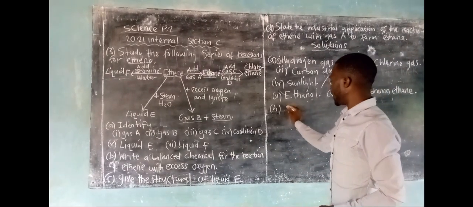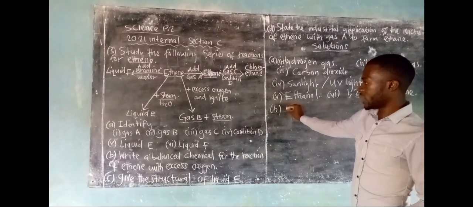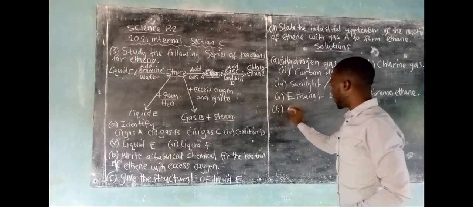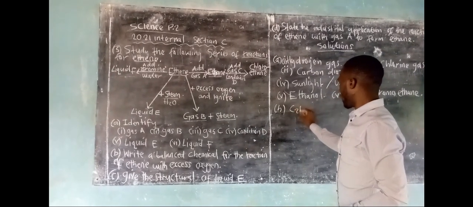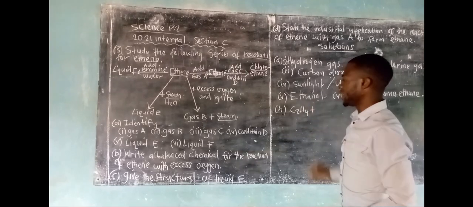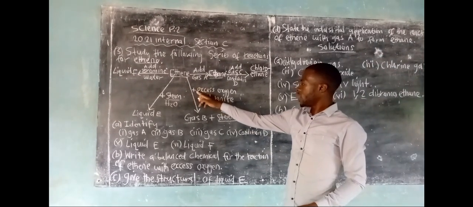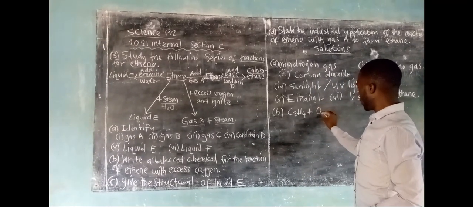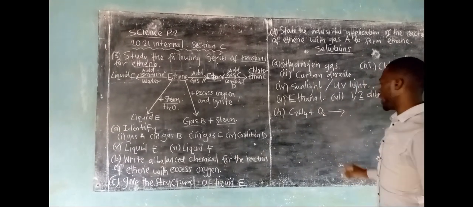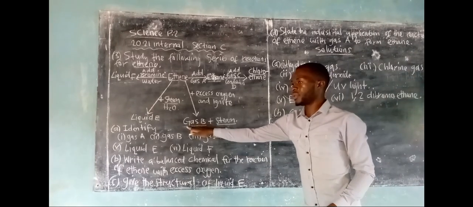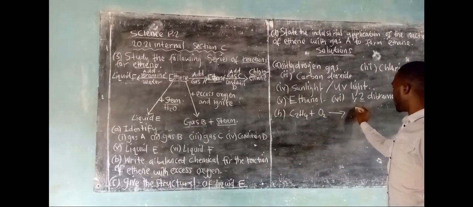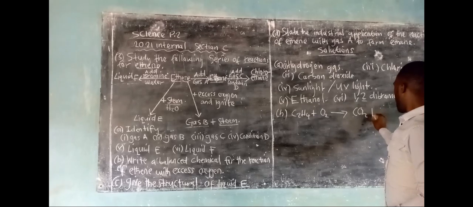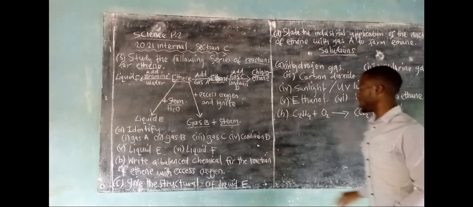We write the molecular formula for ethene, which is C2H4, plus combustion with oxygen gas, so O2, to produce gas B, which we said is carbon dioxide, plus steam, which is H2O.